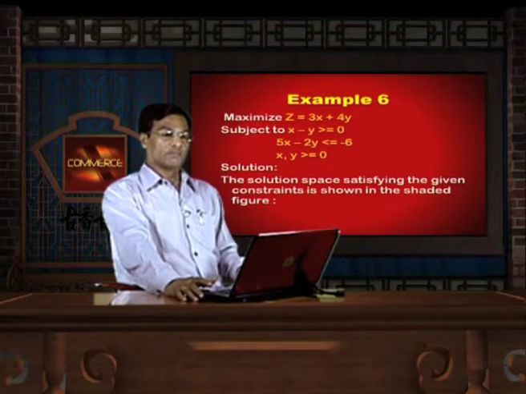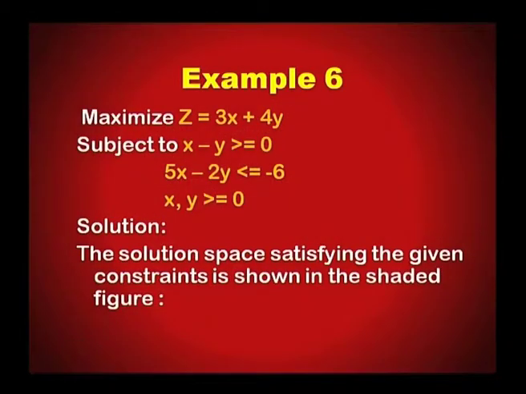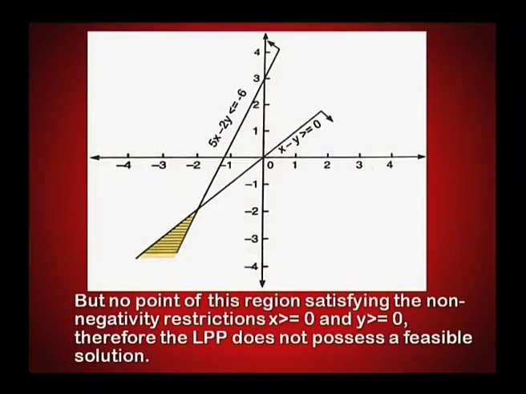Now, we discuss another type of problem. Example 6: maximize z equal to 3x plus 4y subject to x minus y greater than or equal to 0, 5x minus 2y less than or equal to minus 6, x, y greater than or equal to 0. Solution. The solution space satisfying the given constraints is shown in the shaded area. Here in this figure, the two constraints intersect at a point and the inequality gives the feasible region, the yellow shaded area, but no point of this region satisfies the non-negativity restrictions x greater than or equal to 0 and y greater than or equal to 0. Therefore, this LPP does not possess a feasible solution.